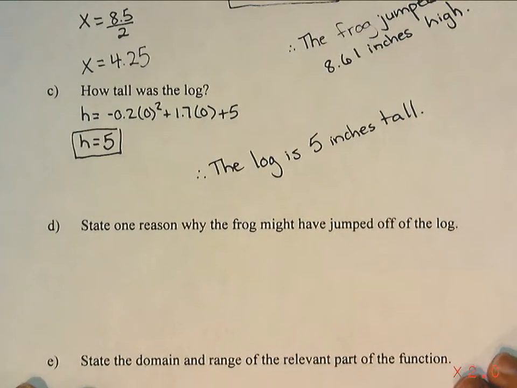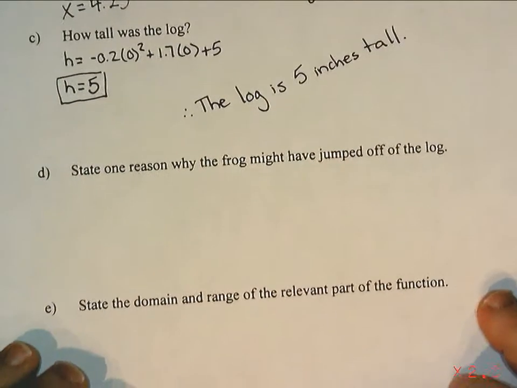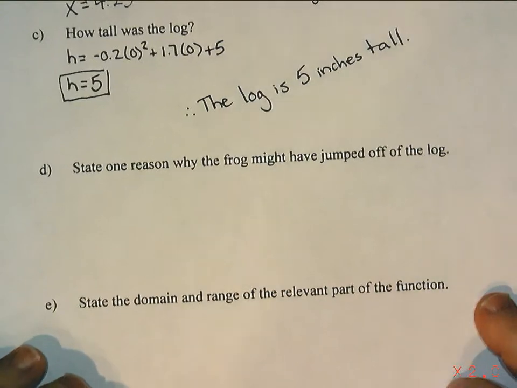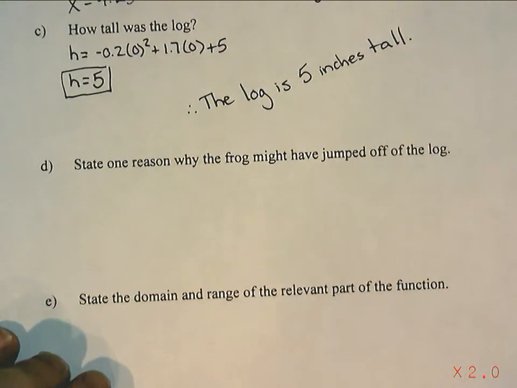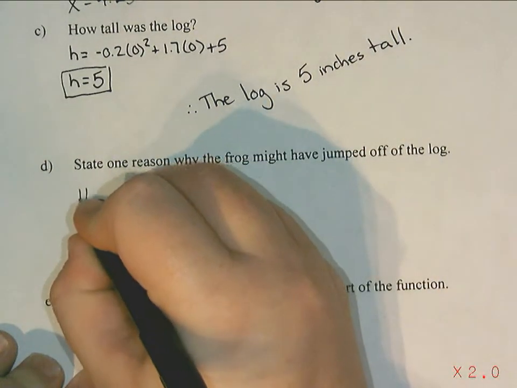All right, the next question says, state one reason why the frog might have jumped off of the log. Lots of possibilities. Maybe he saw a tasty fly. Maybe he got scared. Maybe he was hot and wanted to go for a swim. I'm going to say he saw a tasty fly.